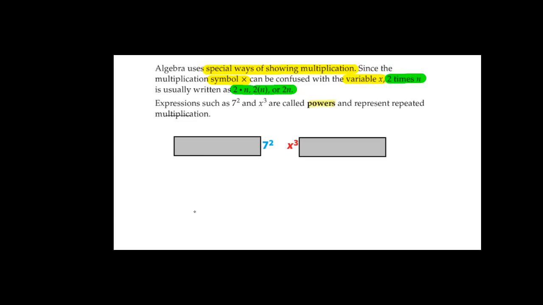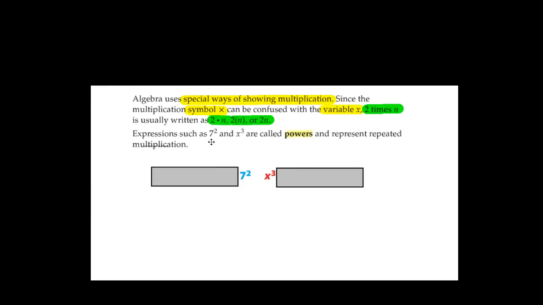There are several ways of showing multiplication in algebra. We will often see the letter x like this. That means multiplication. A solid dot means multiplication. Parentheses imply multiplication. Or just a number and a letter next to each other also represents multiplication.